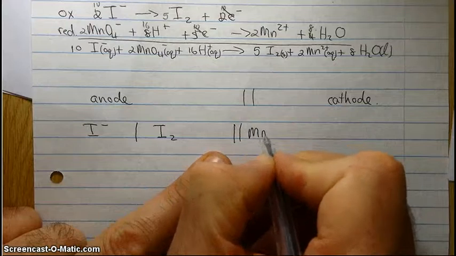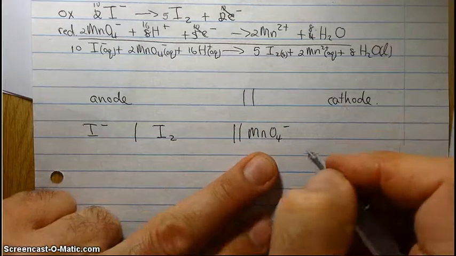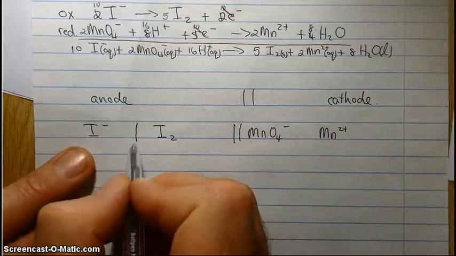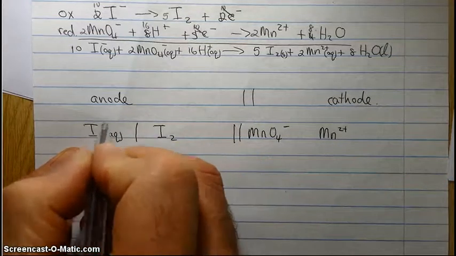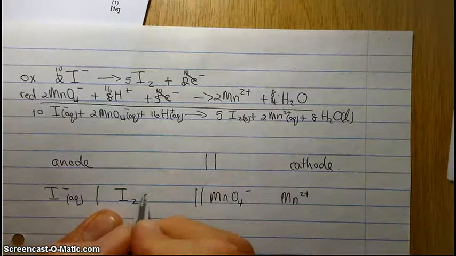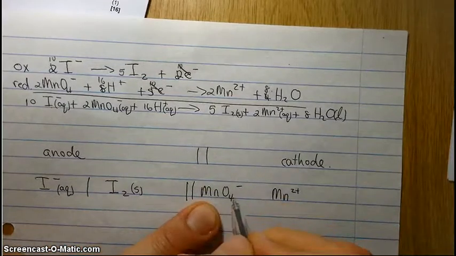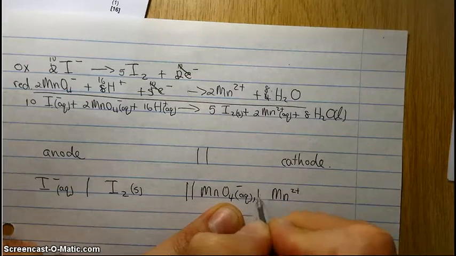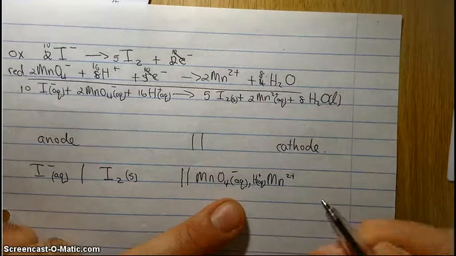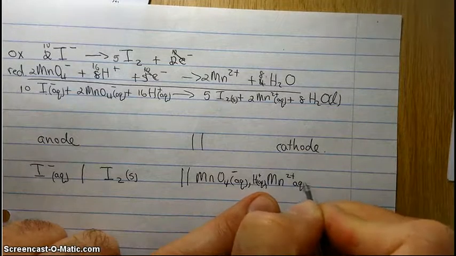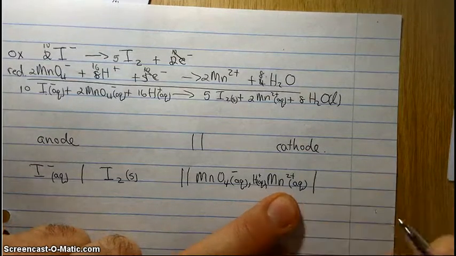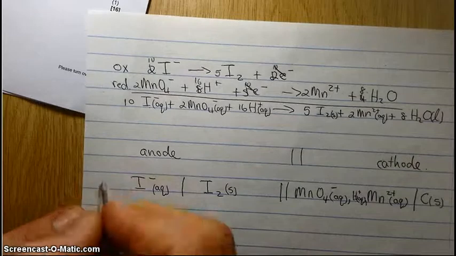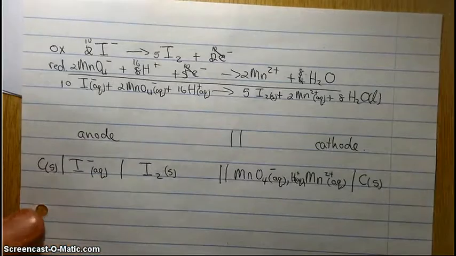Then it was the MnO4 minus that was reduced to Mn2 plus. Now you put a solid line between substances that appear in different phases, and that was the I minus that formed the I2 solid, and it was the MnO4 minus aqueous, and there was an H plus, so it's comma when it's in the same phase, and another comma because Mn2 plus is also aqueous, and then there's a line because what we actually have here is the graphite electrodes. So remember that it's solid, and it also needs to appear in this side, so it's carbon solid.